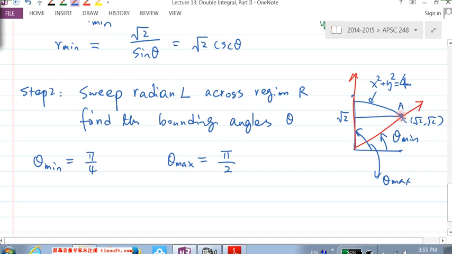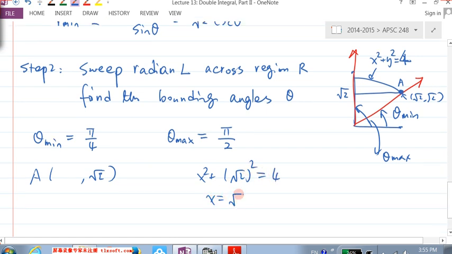First of all, what will be the y-coordinate for point A? That's easy, right? The y-coordinate of point A is constant. It's root 2. And point A is on the circle, so you plug it into the circle. Root 2 squared, equal to 4, and you end up with x equal to root 2. Okay, so that's how you get this.